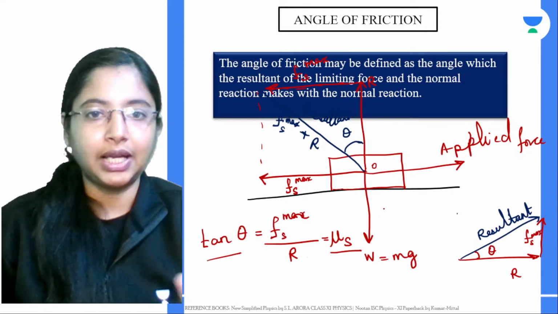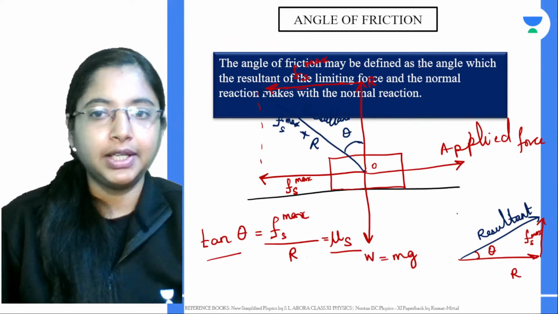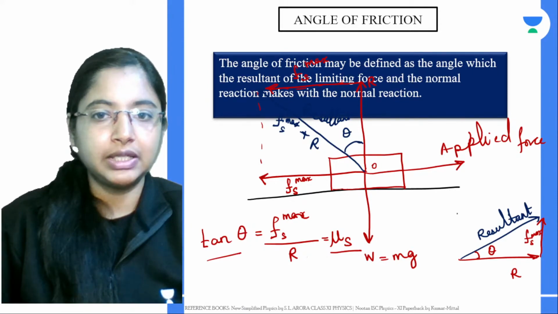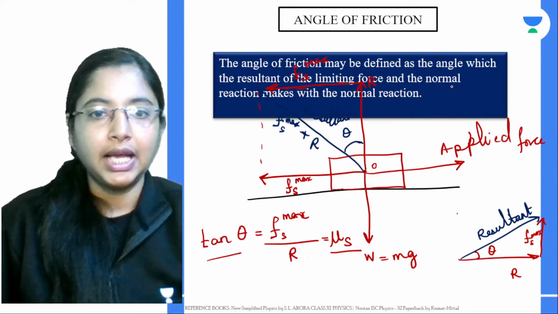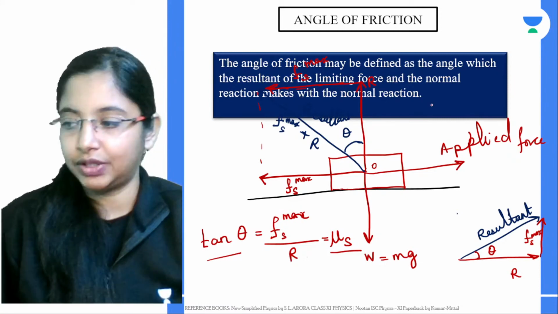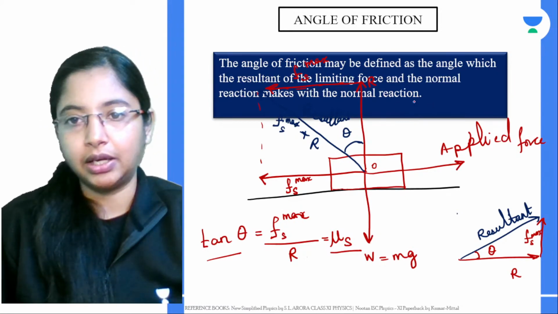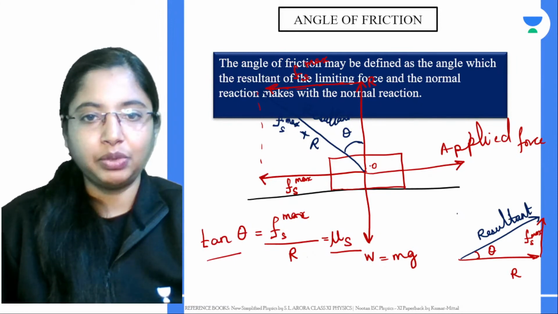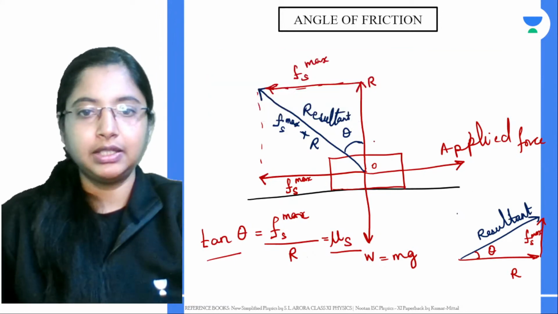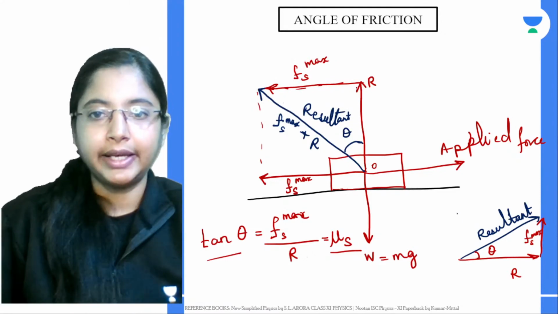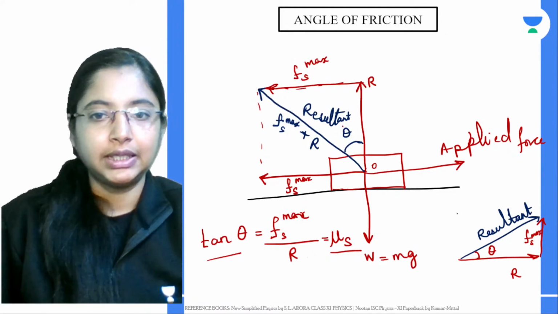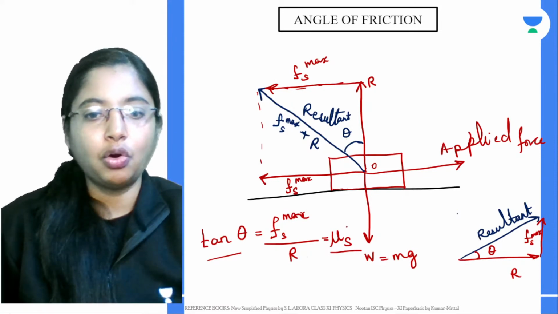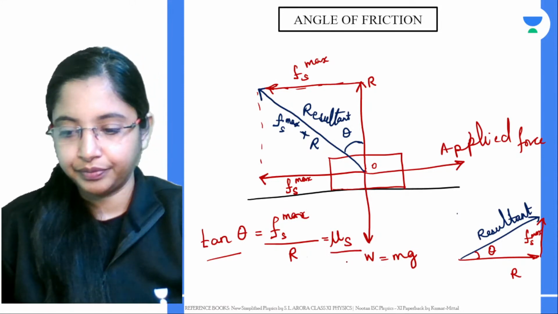So from here you can say the angle of friction can be defined as the angle which the resultant of the limiting force and the normal reaction force makes with the normal reaction. This angle that is made between the resultant and this reaction force over here is your angle of friction, and tan of this angle of friction is equal to your coefficient of static friction.